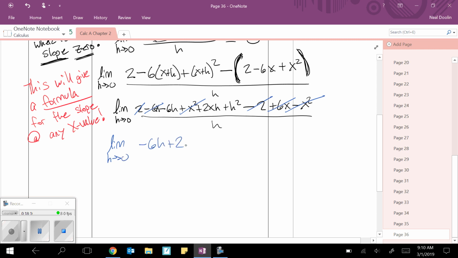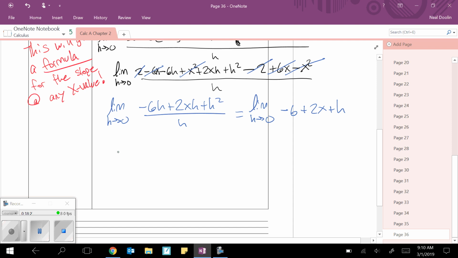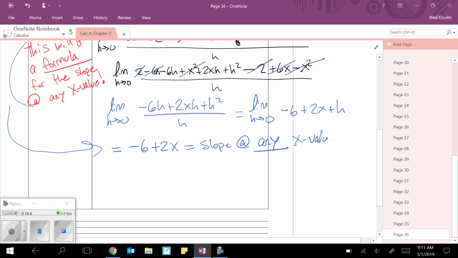Now we can divide out that denominator. That's negative 6 plus 2x plus h. And now we can actually plug in 0 for h, so that equals negative 6 plus 2x. Nice. So again, this is a formula that gives us the slope at any point. This is huge. This is an idea that we're going to work a lot with in the next chapter. For now, let's just address the question.